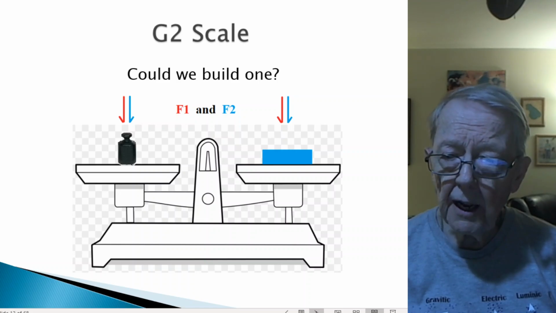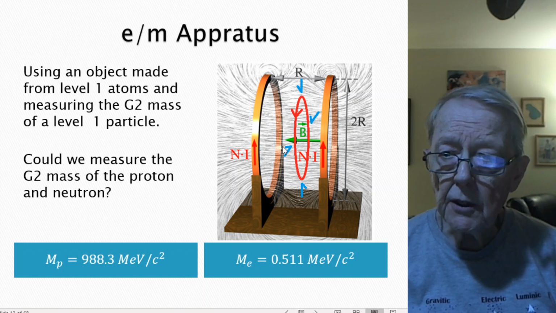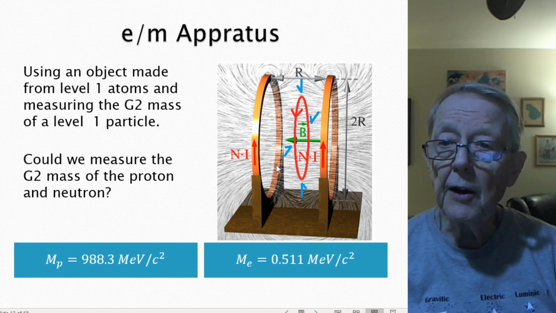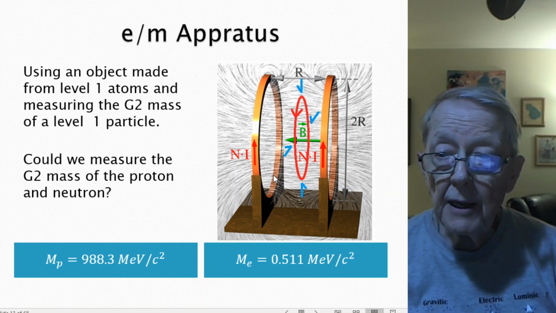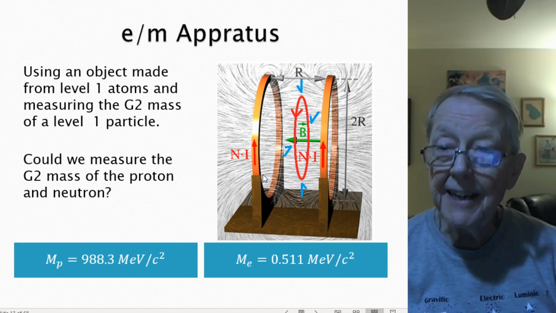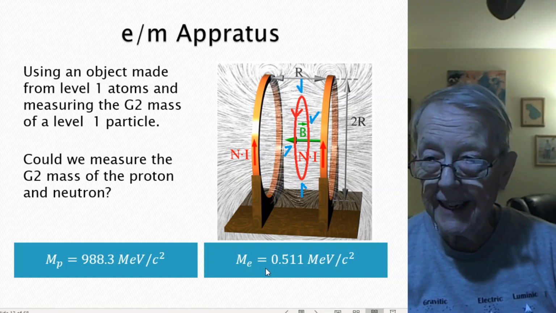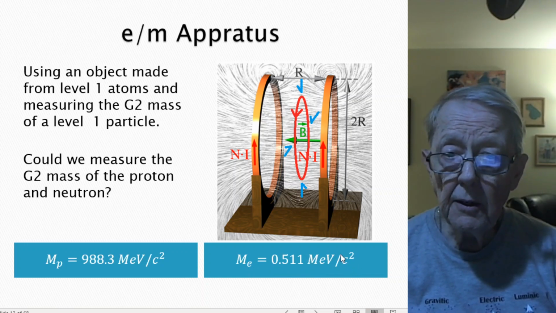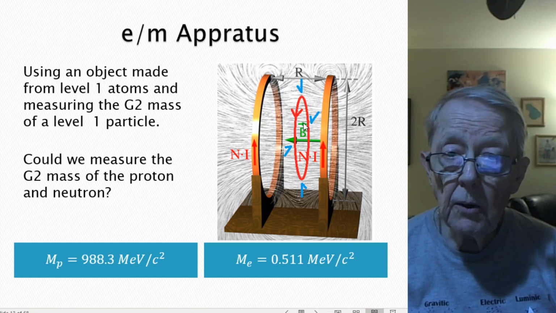But we just did that. I just showed that with this picture. This instrument is made out of level 1 atoms, and it's measuring the mass of the electrons, and it gets a value for the G2 mass. They say kilograms, I say million electron volts per c squared. But nonetheless, where is the G1 gravity here?